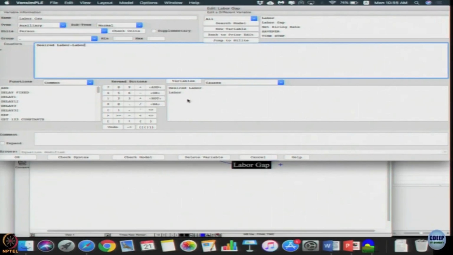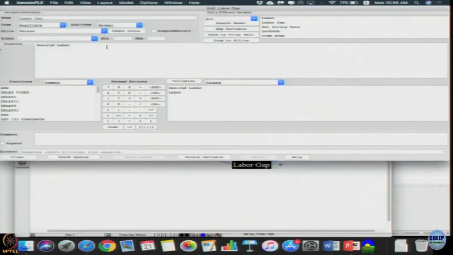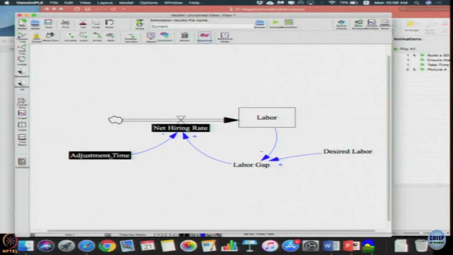It's up to you. But all the variables listed in this box, where I am pointing with my arrow, have to be used in the equations defined in this equations box. If not, it will throw an error. For example, if I just write it like this, labor gap is desired labor, and click OK, I will get an error saying following inputs are not used. So it prompts you saying that there are 2 inputs, you have not used 1. So you click OK and then put a minus sign, put labor. Okay. Then we click OK.